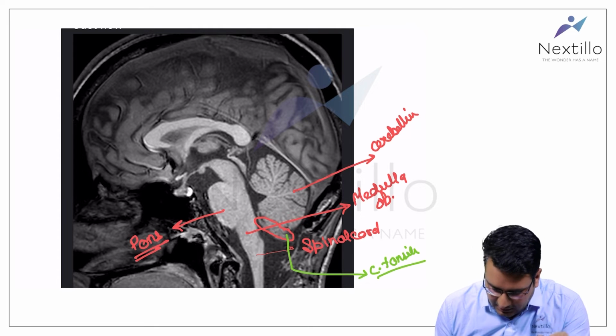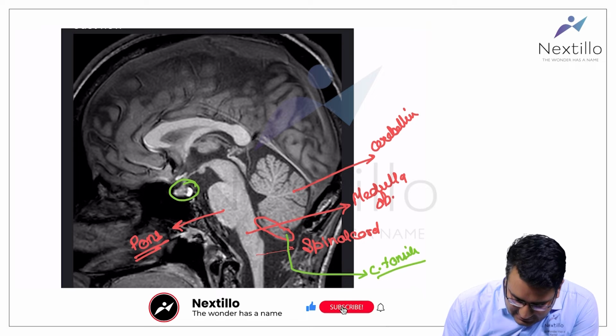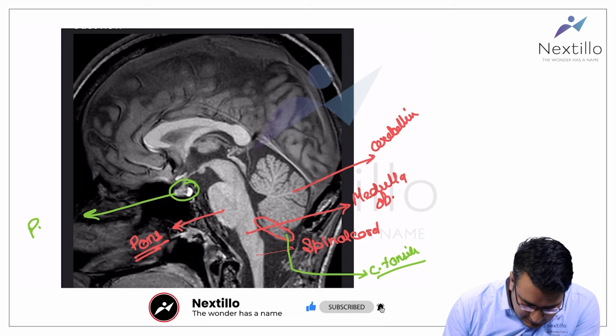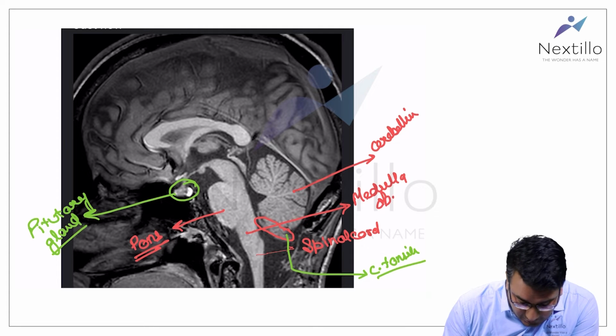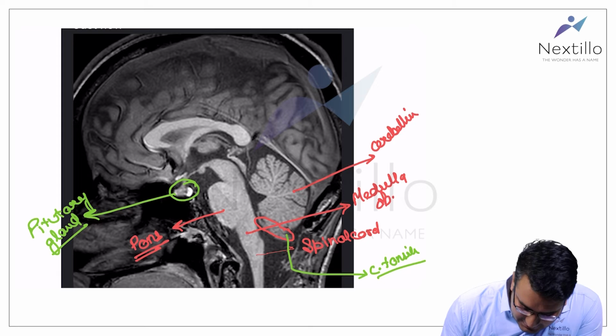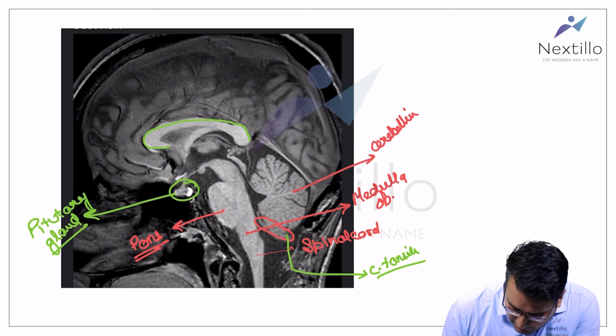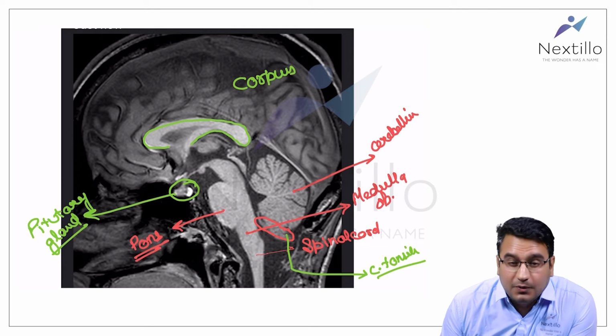Now, let's move upward. What is this? This is pituitary gland. This is important and frequently asked. Now let's move to this part. This is a very important question. This is corpus callosum. I know you all know the answer.